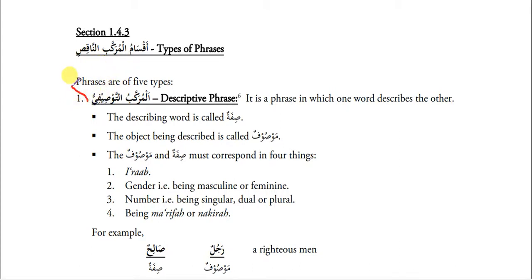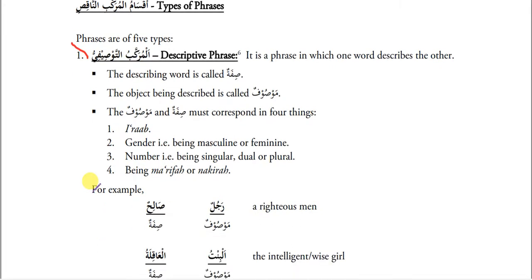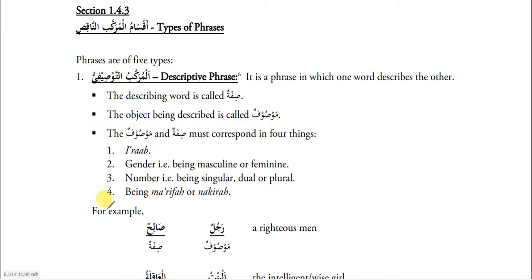First one is murakkab tawsifi, that is mawsuf sifat. Okay, mawsuf sifat is also known as murakkab tawsifi. So now we are going to learn about murakkab tawsifi. What is murakkab tawsifi? It is a phrase in which one word describes another. Okay, the describing word is called sifat, and the object being described is called mawsuf. You already know about mawsuf and sifat.